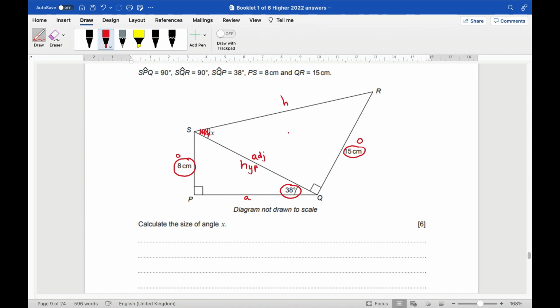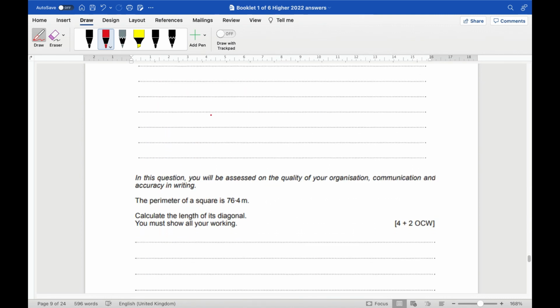So on triangle 2, we will now know the adjacent and we will know the opposite, and we are trying to work out the angle. So that's nice practice of both types of trigonometry. Trigonometry to find a side and trig to find an angle. Have a go.